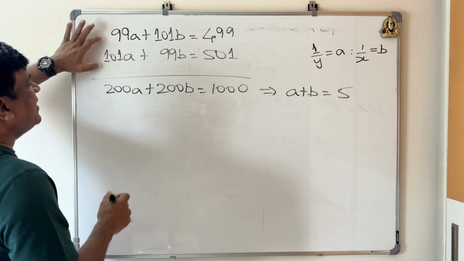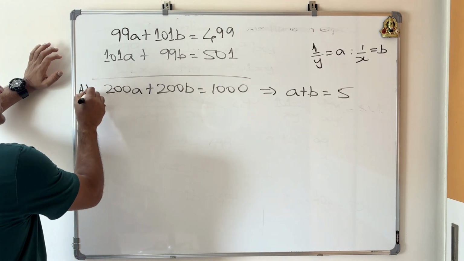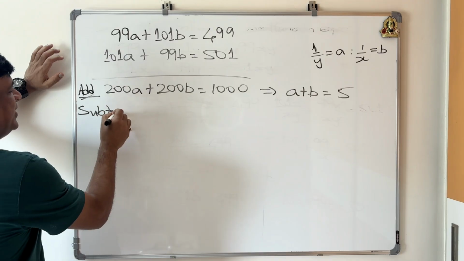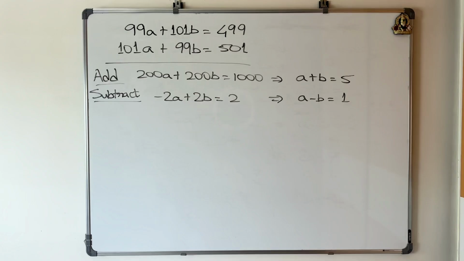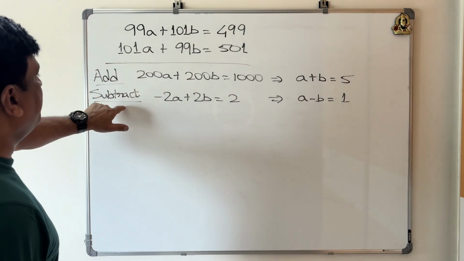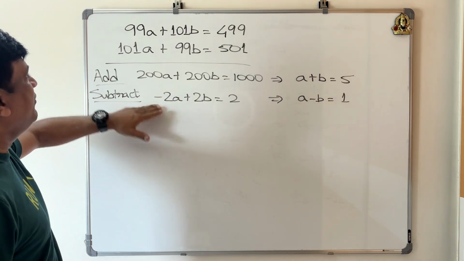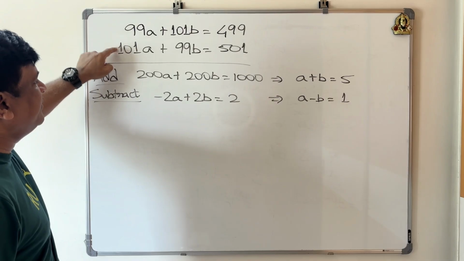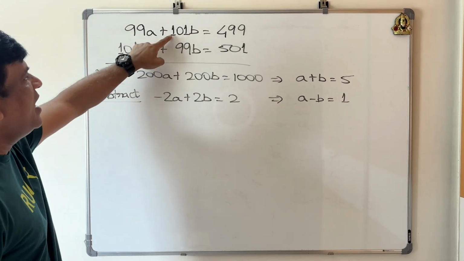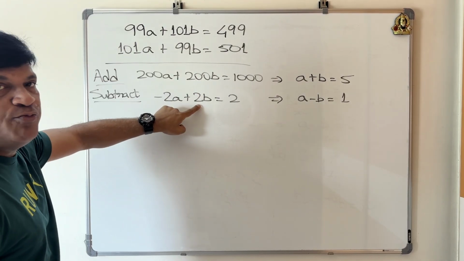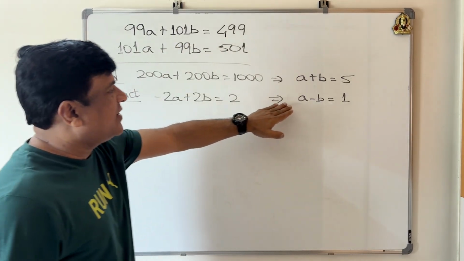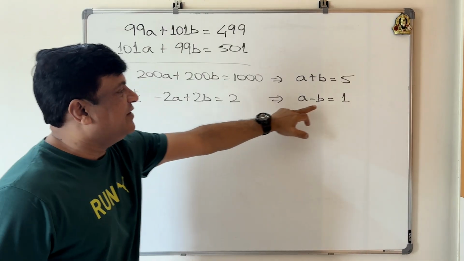Now I'm going to subtract these two. Here I did addition of both the equations, and the next step is to subtract both of them. After subtracting, what do I get? 99 minus 101 is minus 2a, 101 minus 99 is 2b, and 499 minus 501 is minus 2. What does that come out to be? It is a minus b is equal to 1.